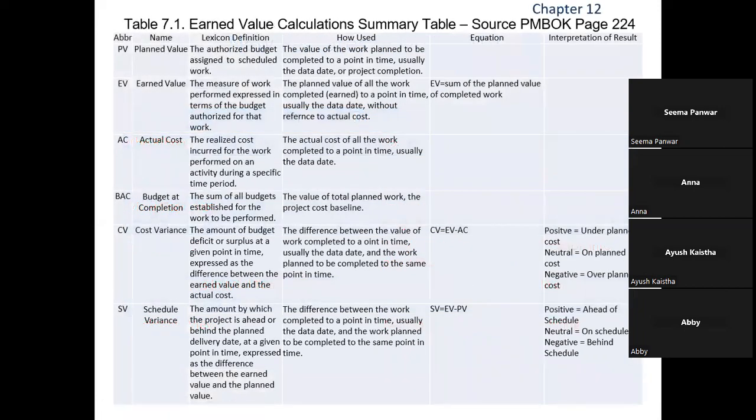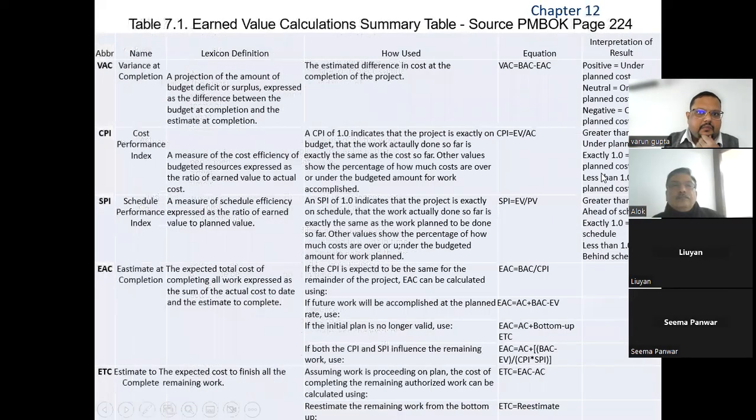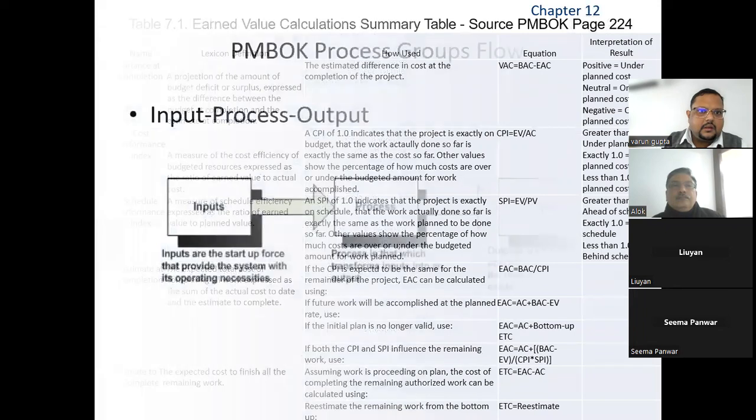So, earned value calculations table. This is again a table where you have the earned value calculations. PV is the planned value, EV is the earned value. Earned value is something which tells you how much we have earned in the project. Planned value is something which is planned at the beginning of the project, when we discuss what we are discussing at the start of the project. Now, earned value summary table.